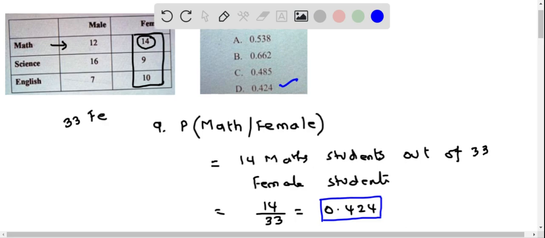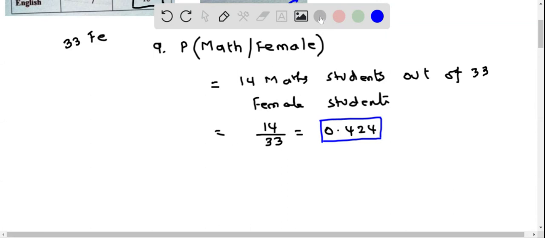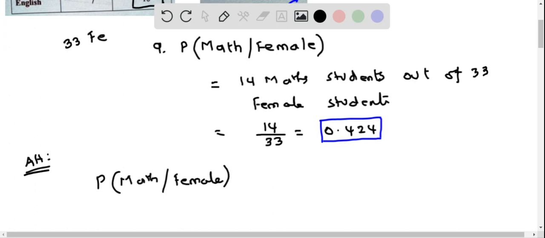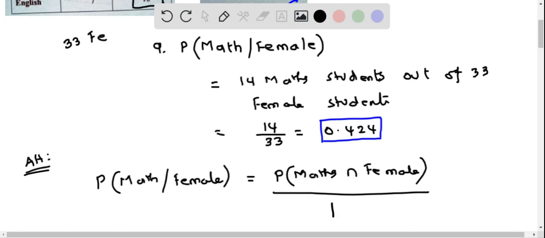Alternatively, we can do this problem using the normal conditional probability formula. That is, we find the probability of math students given that they are female students. We are doing this alternate method using the conditional probability formula, and this equals the probability of math intersection female student, that is the probability of both math and female student, divided by the probability of female students.